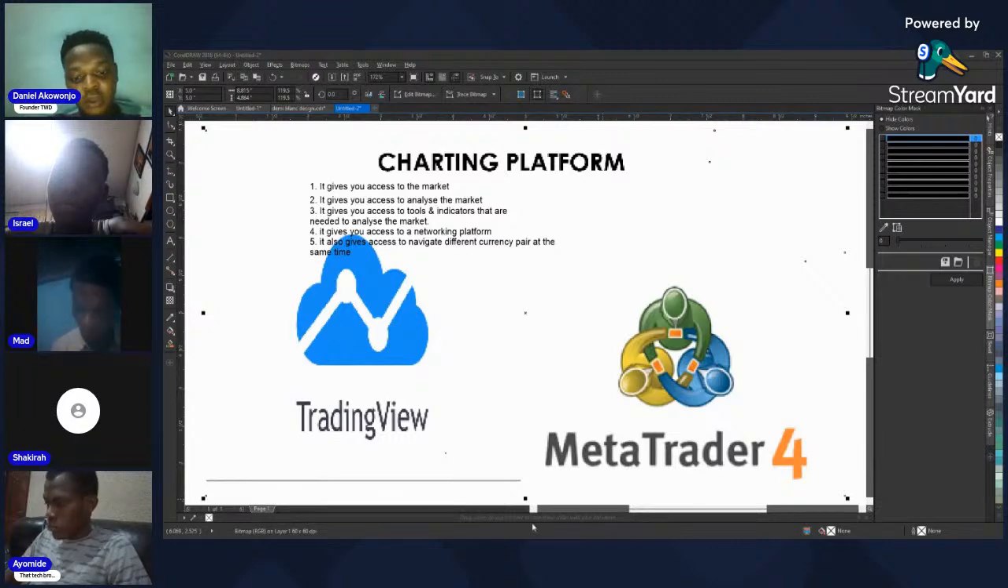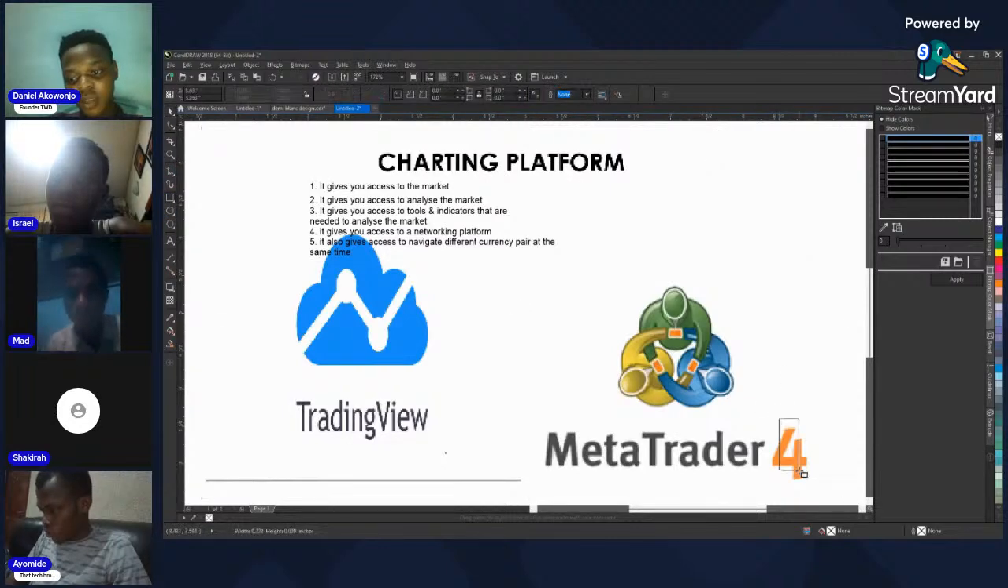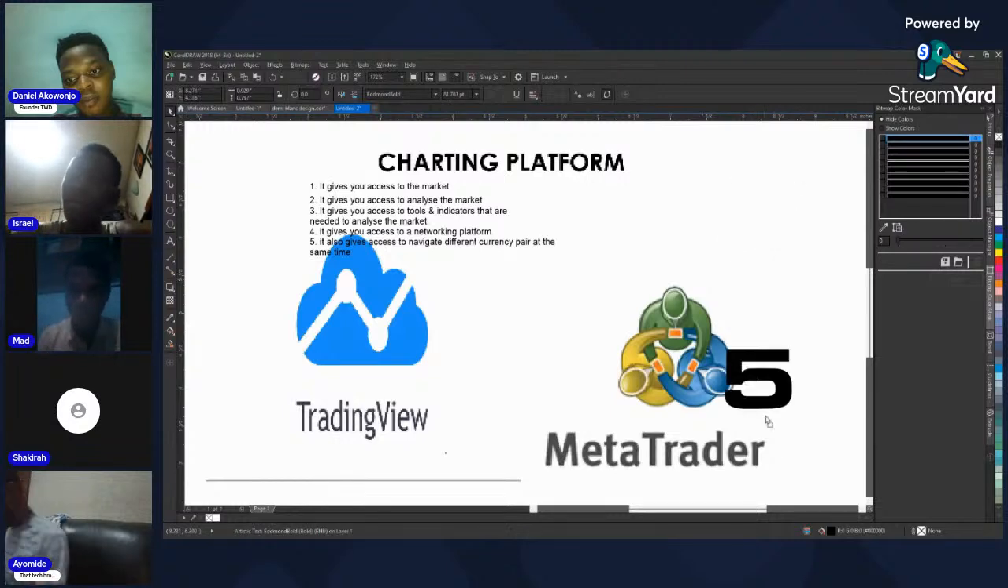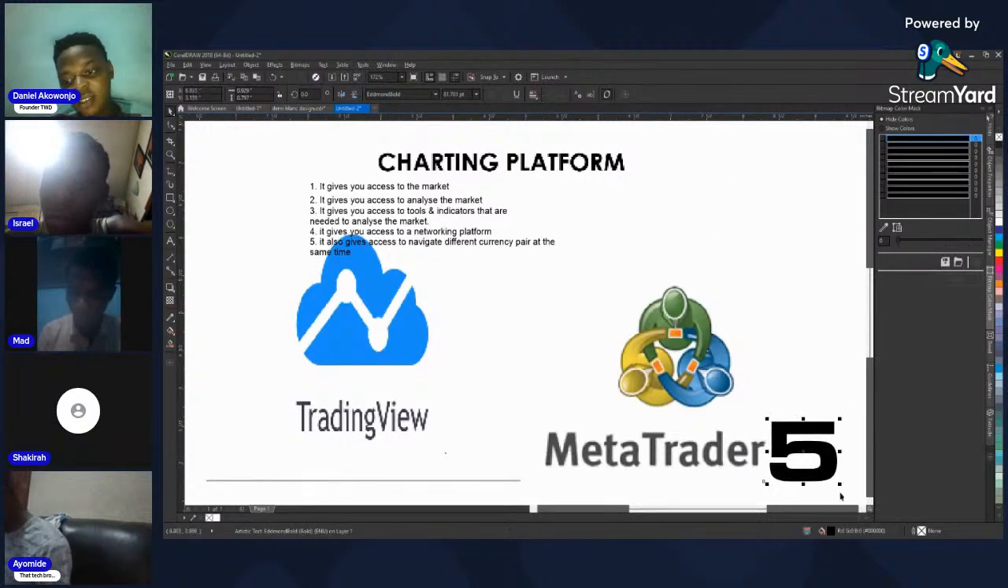So going to the next one, which is MetaTrader 4, which is what I'm showing here. But today I'll just be working on MetaTrader 5. For crypto, you can use MetaTrader 4 to trade crypto. But today we just want to talk about MetaTrader 5 since we're talking about forex. And it's important to know that MetaTrader 5 is an advanced feature, a little bit better than MetaTrader 4.